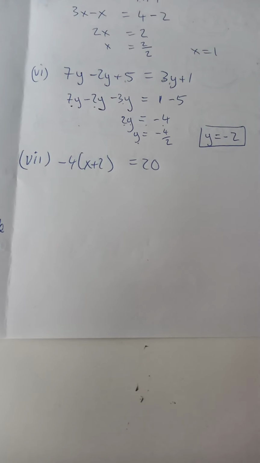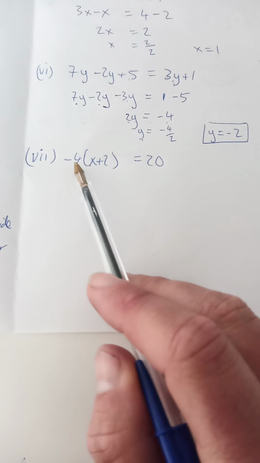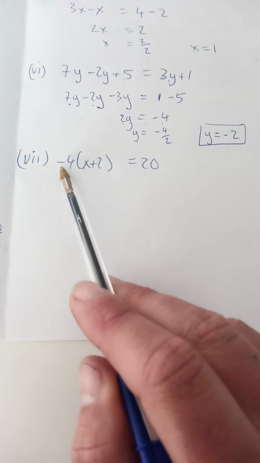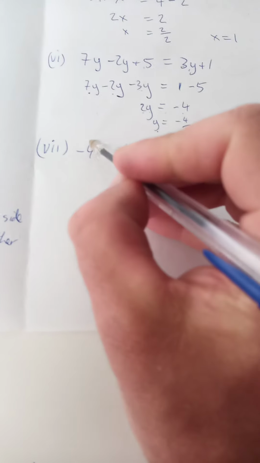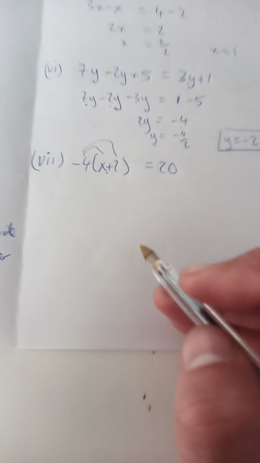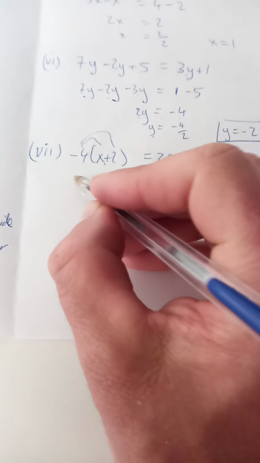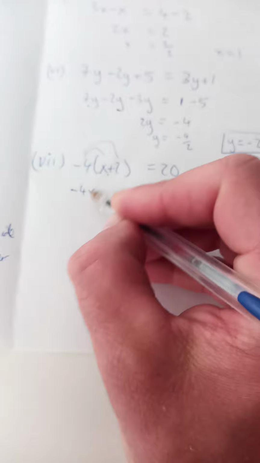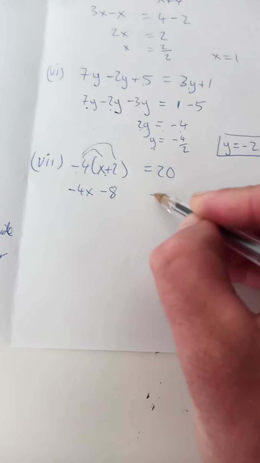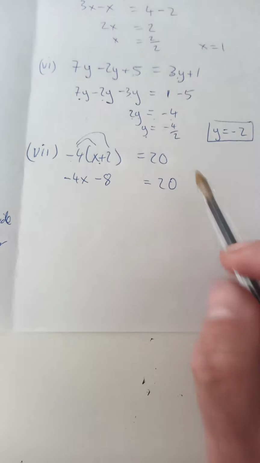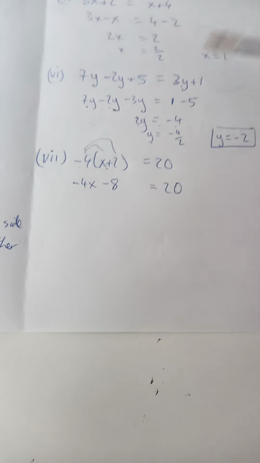All right, and the final question. There we go, it's in focus. What I'm going to do here is multiply the -4 into the brackets. So it's -4 by the first and -4 by the second. And then I'll repeat the steps for the previous 6 questions. So -4 by x and -4 by 2. All right, now this is like the previous questions.